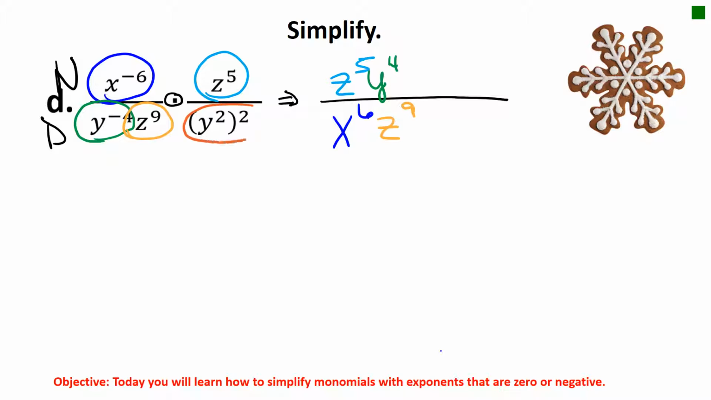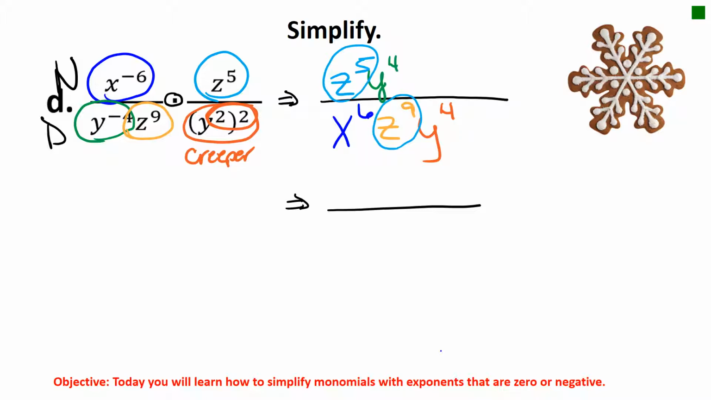Then this guy right here is a creeper. So what do I have to do? I have to multiply my exponents, and 2 times 2 is 4. Is it positive? Yes. So it's going to stay where it is. Okay, now from there, I'm going to go and take things apart. I've got 5 z's on top, 9 z's on the bottom. There's more z's on the bottom. Start with the 9, take away the 5 that would cancel, and you have 4.